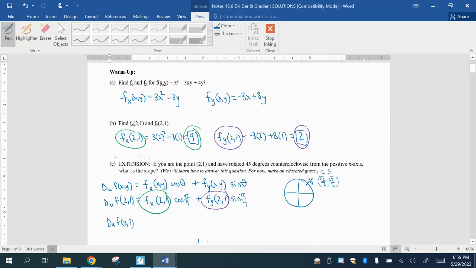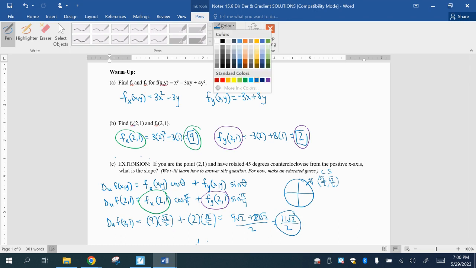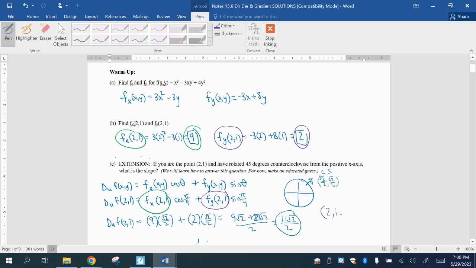So our directional derivative at the point 2, 1 is 9 times the square root of 2 over 2 plus 2 times the square root of 2 over 2. So we have 9 square root of 2 plus 2 square root of 2, all over 2. So that's 11 square root of 2 over 2. What this tells us is that if you are at the point 2 comma 1, and if you replaced x with 2 and y with 1 in that original function, you would get z is 6.